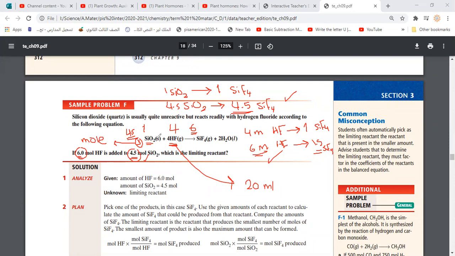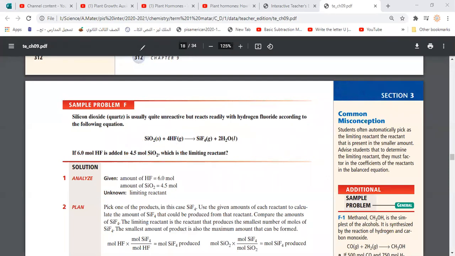So I just depend on the equation. The equation just gives me the idea to find the ratio by which I am going to use the given amounts in the problem. Is it clear, guys? Guys, is it clear? Yes. Okay, so let's practice more.